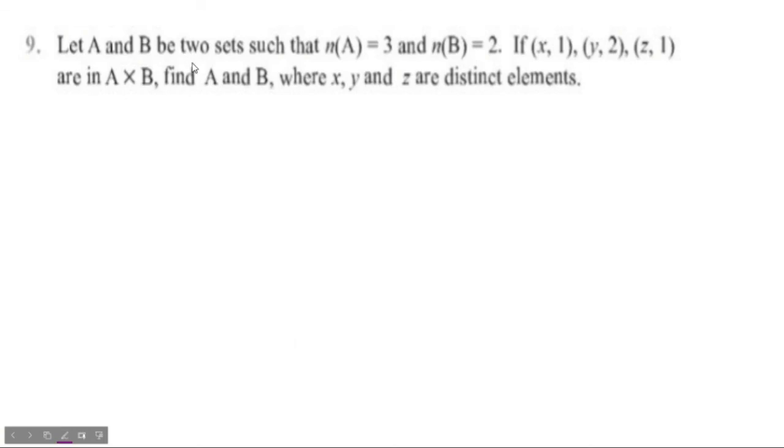Then next, let A and B be two sets such that n(A) is 3, n(B) is 2, and (x, 1), (y, 2) and (z, 1) are in A cross B. We need to find the sets A and B, where x, y and z are distinct elements. Here it is already given that set A has 3 elements and set B has 2 elements.